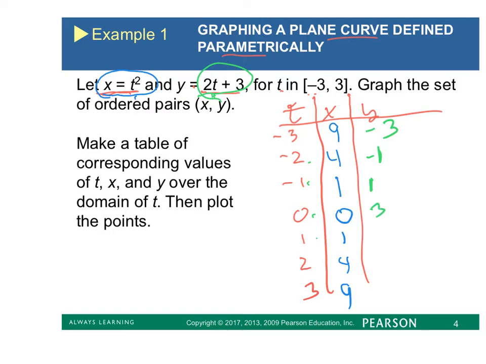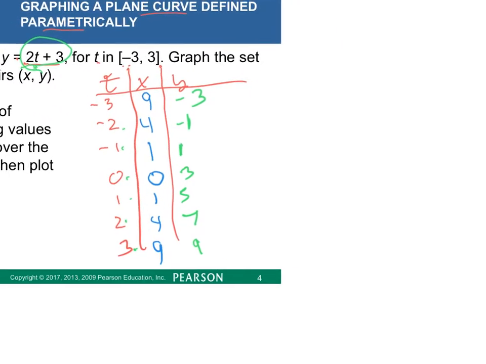2 times 1 is 2. Add 3 is 5. 2 times 2 is 4. Add 3 is 7. 2 times 3 is 6. Add 3 is 9. So now we plot these points.